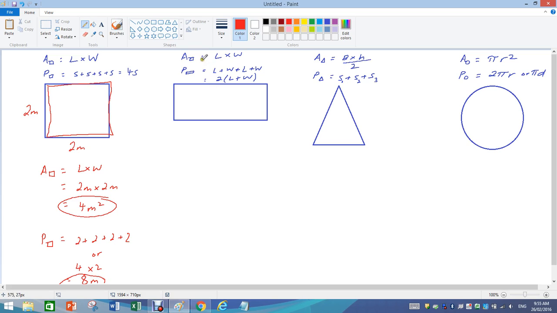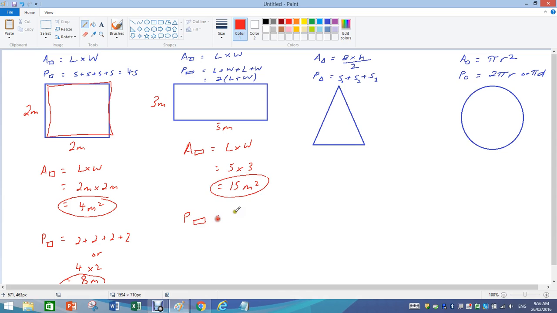Next one, a rectangle. Area of the rectangle is length times width. So if it was 3 meters and 5 meters, well, the length is 5, width is 3. In fact, it doesn't matter what you do. You could say that it's 3 times 5 as well. So this length and width, it doesn't actually matter. You could say the length is 3 and the width is 5. Okay, it doesn't matter how you do it, because 5 times 3 is the same as 3 times 5. Anyway, the answer is 15 meters squared.